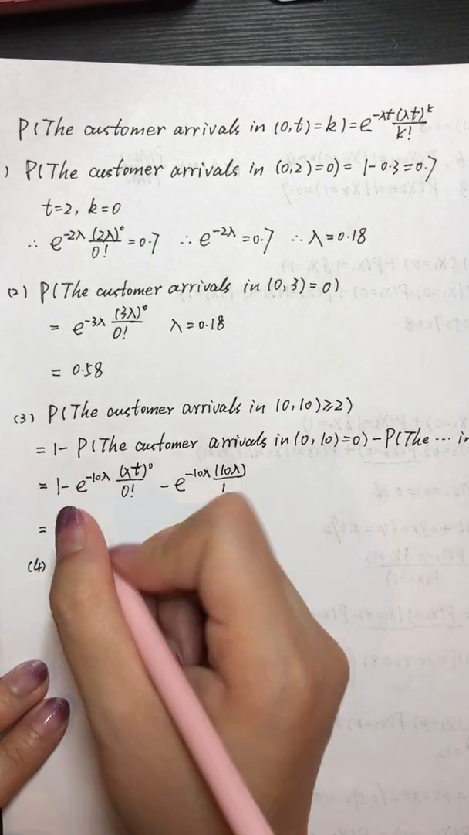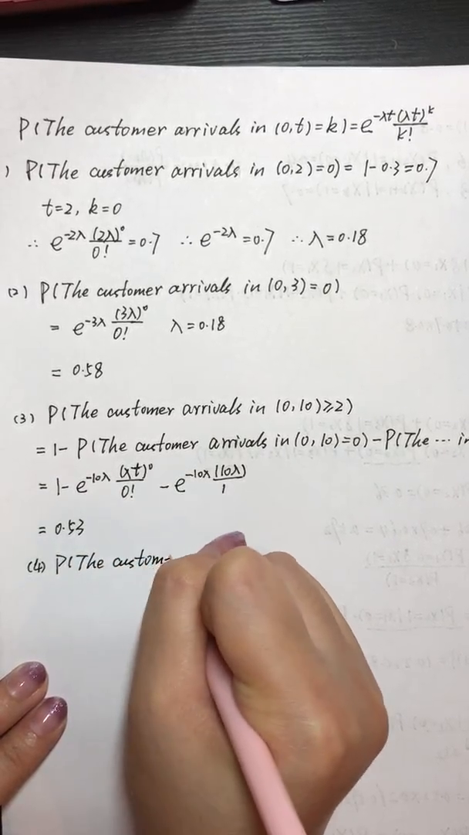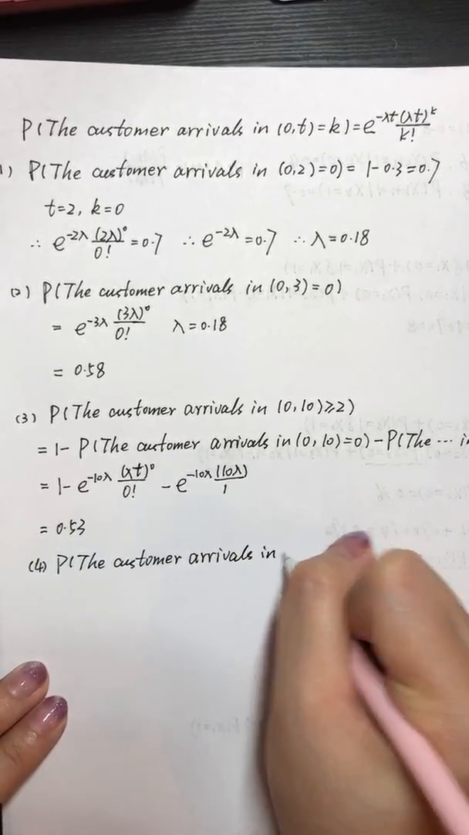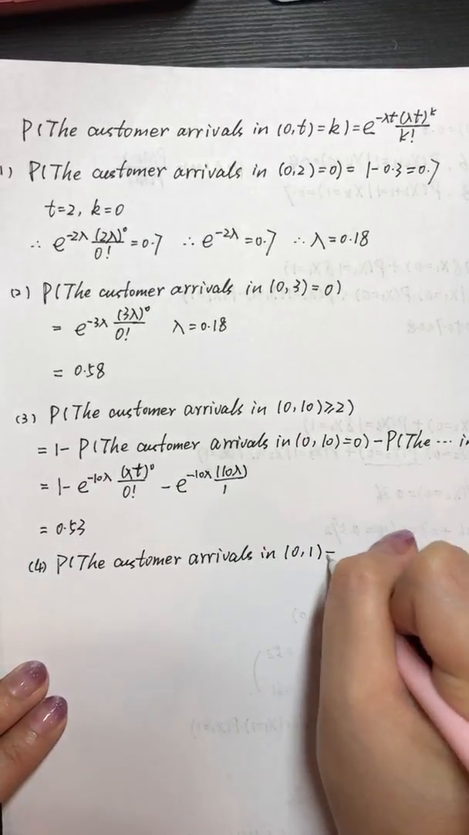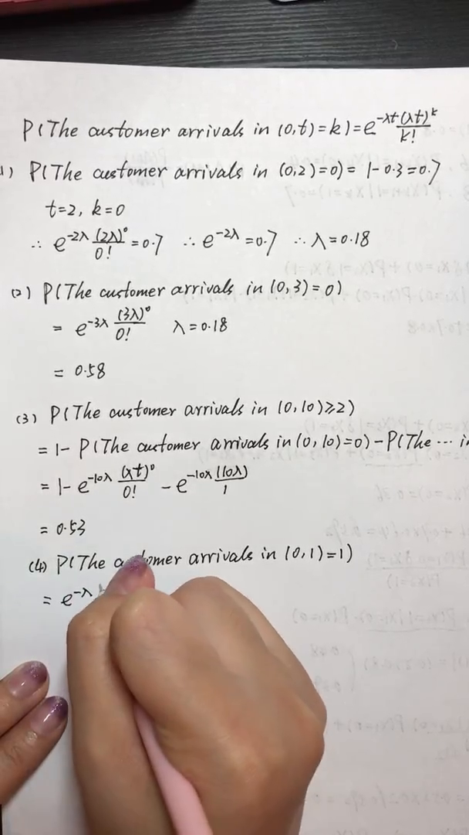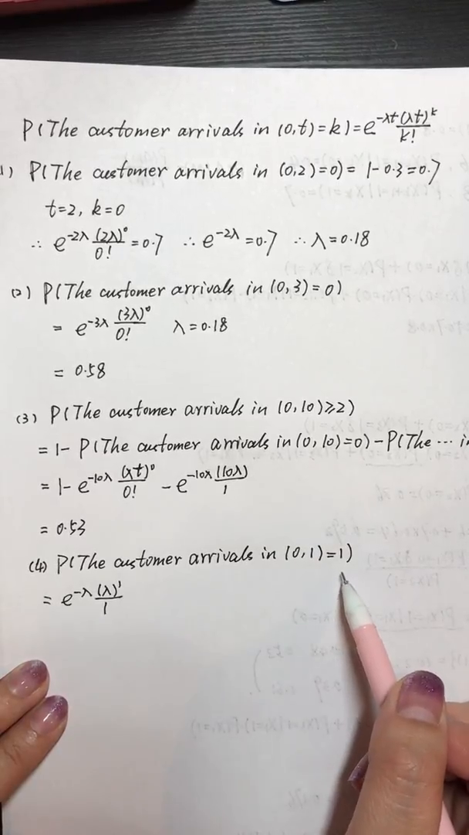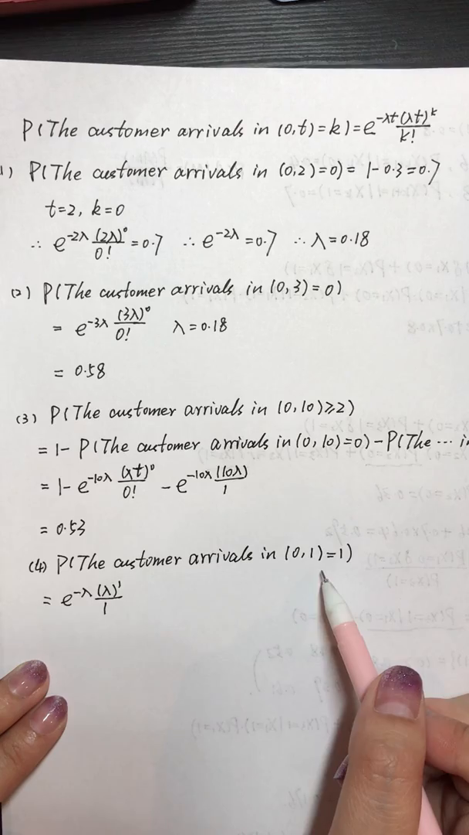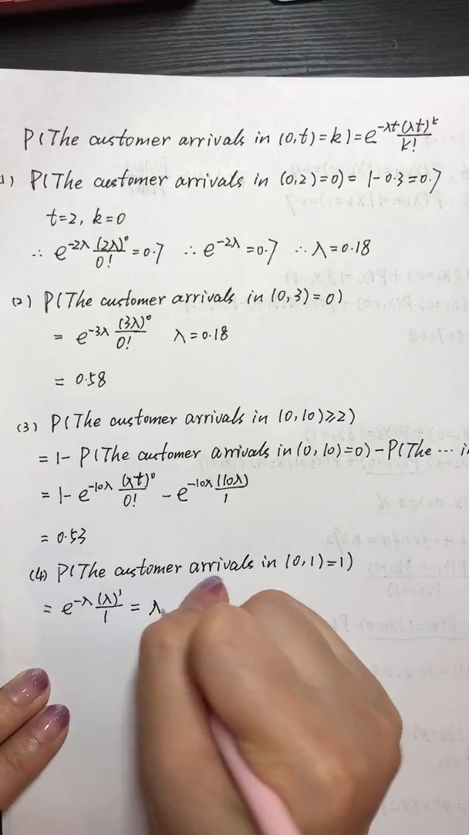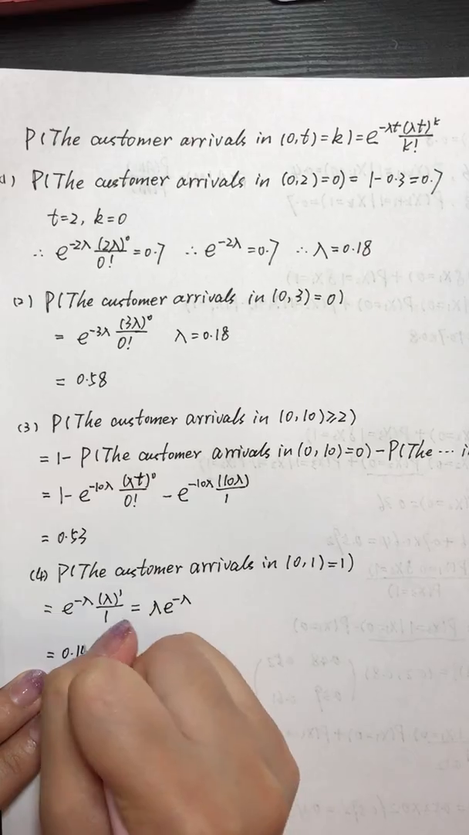And the fourth problem is to find the probability that in 1 minute exactly 1 customer will arrive. So the probability that the customer arrives in 1 minute equals 1 equals. And also in this case k equals 1 and t equals 1, and using the same formula, we can get our answer. This one equals 0.15.